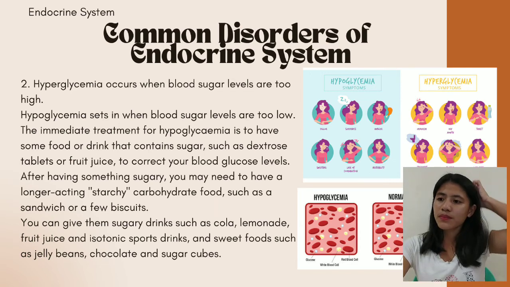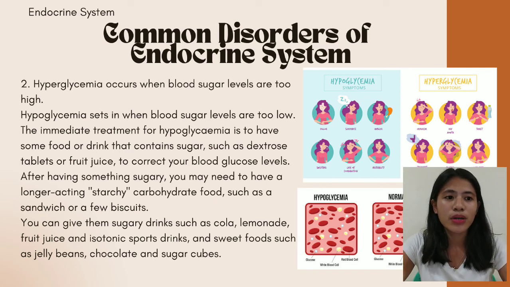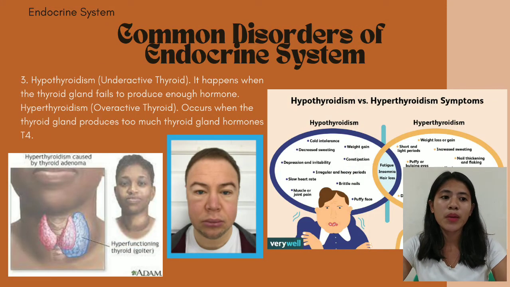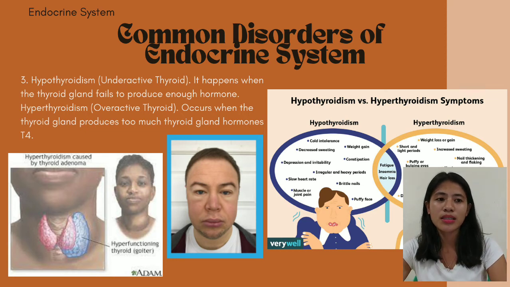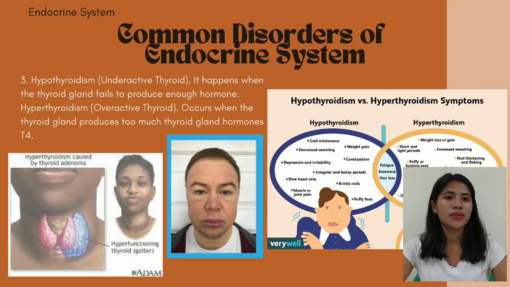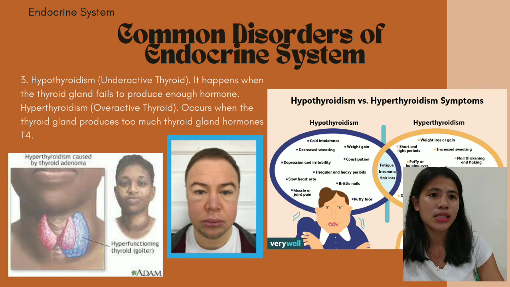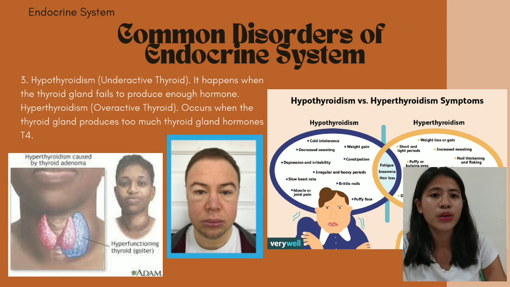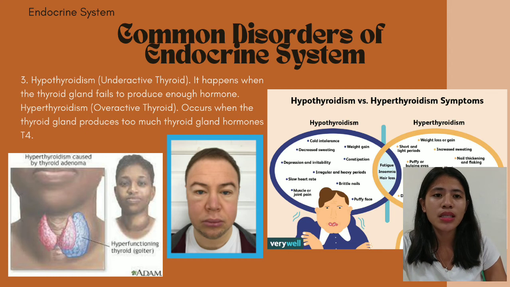And then, makikita naman natin dito kung ano yung mga symptoms ng hypoglycemia and the hyperglycemia. So, makikita natin sa picture. And then, makikita rin natin yung mga yung normal na sugar, and then yung may hypoglycemia and may hyperglycemia na sugar. Yes. And lastly is the common disorders of endocrine systems. So, this is the hypothyroidism or the underactive thyroid, and the hyperthyroidism, which is the overactive thyroid. So, makikita natin yung hypothyroidism kung underactive yung thyroid niya, at makikita natin yung hyperthyroidism sa overactive na thyroid.